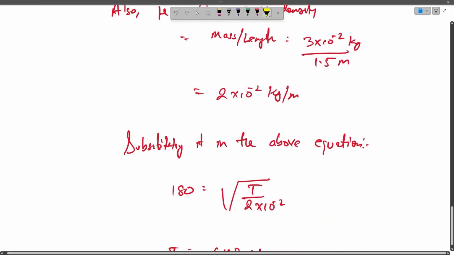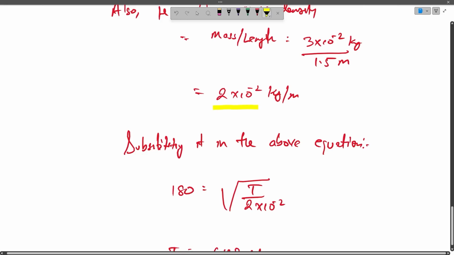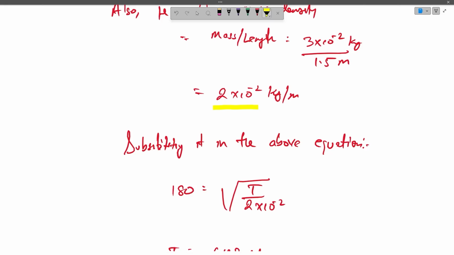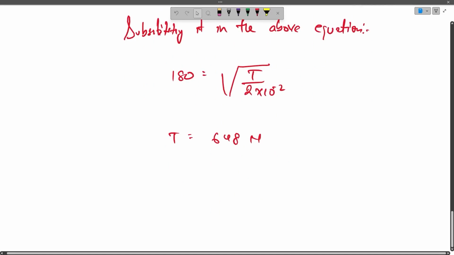Now the linear mass density μ equals mass per unit length. We have been given the mass as 3 × 10^-2 kg and the length as 1.5 meters. So the μ value would be 2 × 10^-2 kg per meter. Now substituting these values in the above equation relating velocity and tension, we get the value of tension as 648 Newton. Thank you.